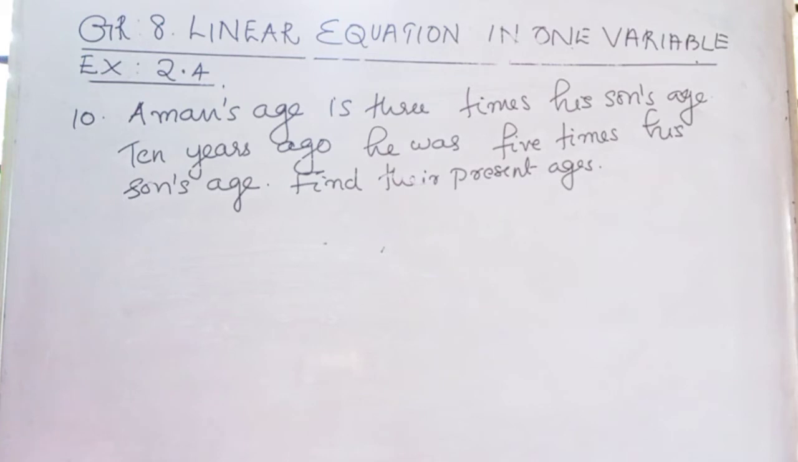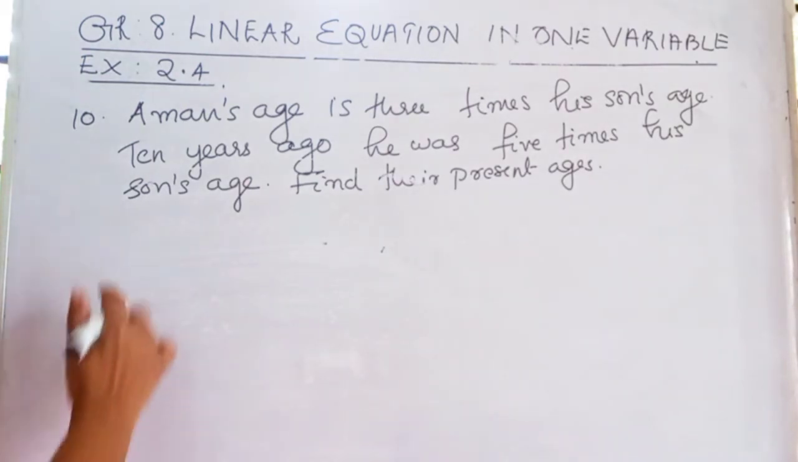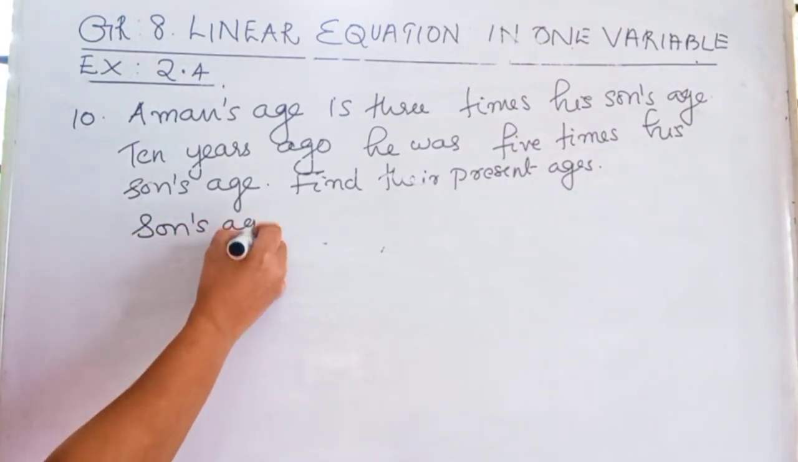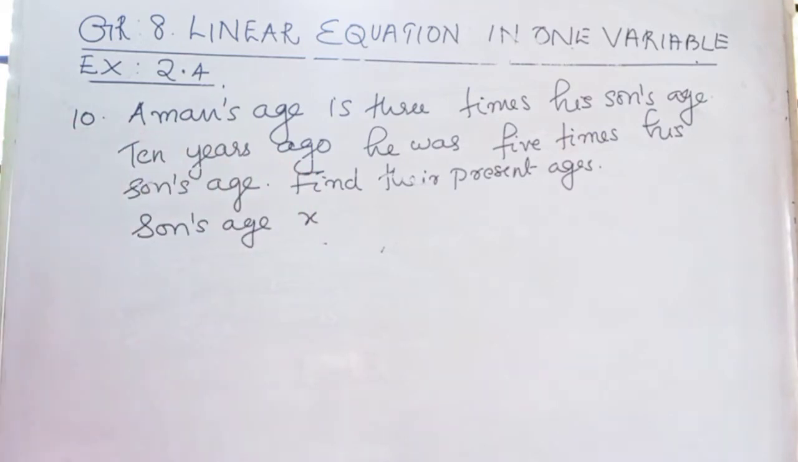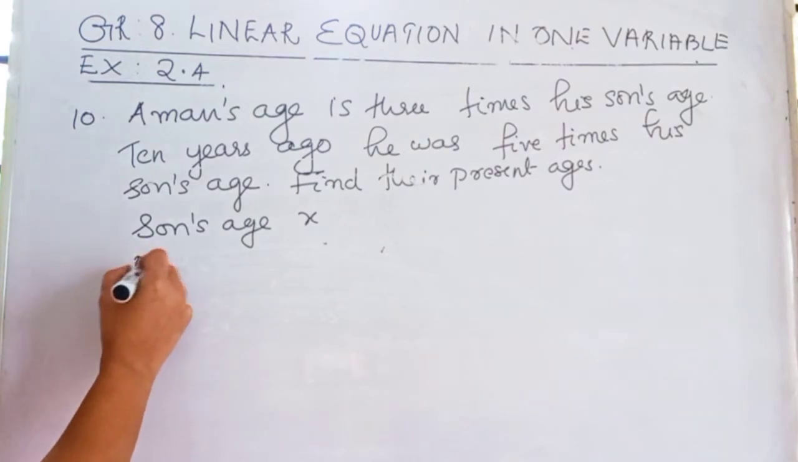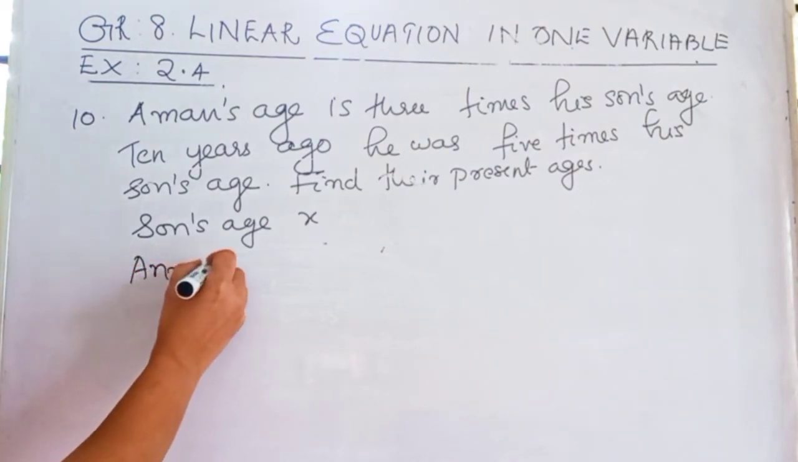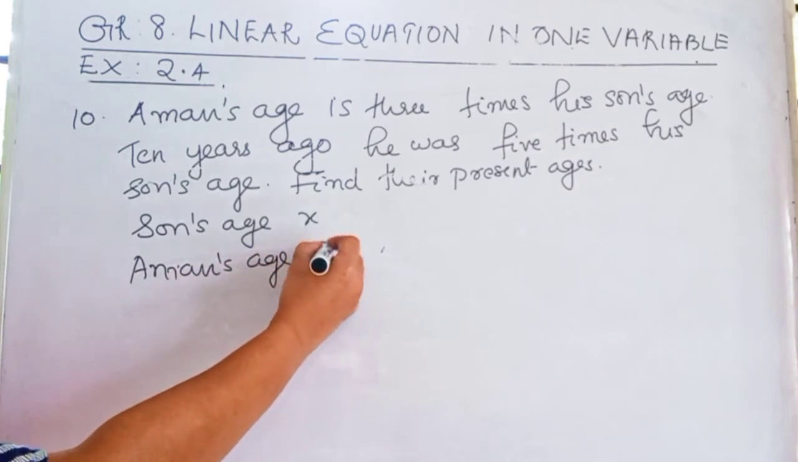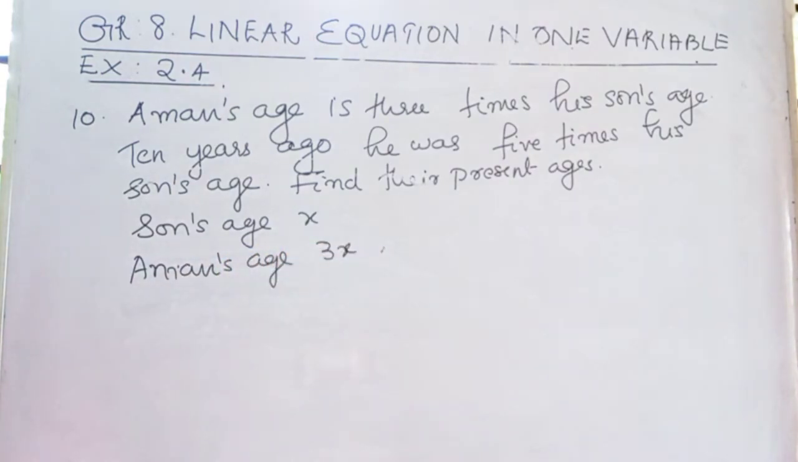So it is given that Aman's age is 3 times his son's age. So we need to consider son's age as x. Then what will be Aman's age? If son's age is x, then definitely Aman's age will be 3 times x. That we got.